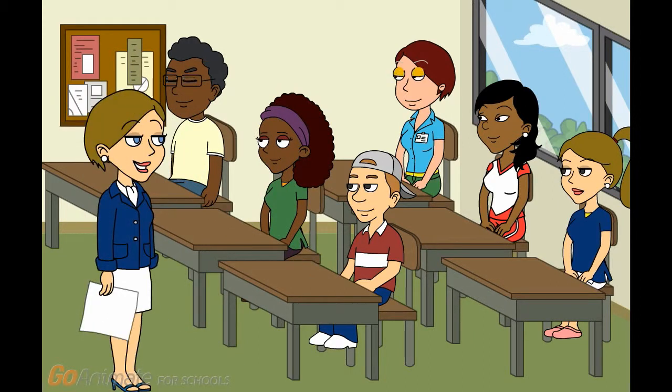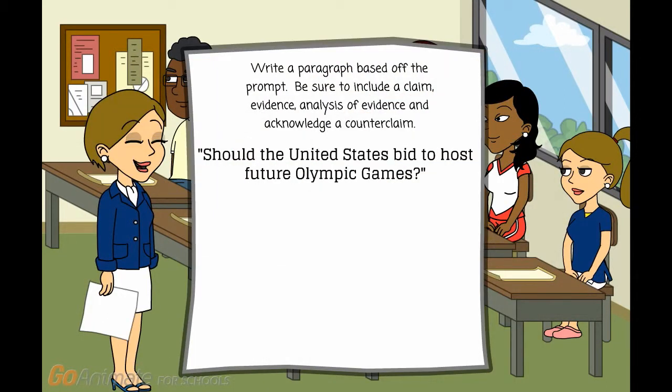The last part of the paper shuffle is that you will each receive your original paper back. You'll have to read your classmates' responses in order to write a paragraph based off the prompt. Be sure to include a claim, evidence, analysis of the evidence, and acknowledge a counterclaim. Remember, the prompt is, should the United States bid to host future Olympic Games?